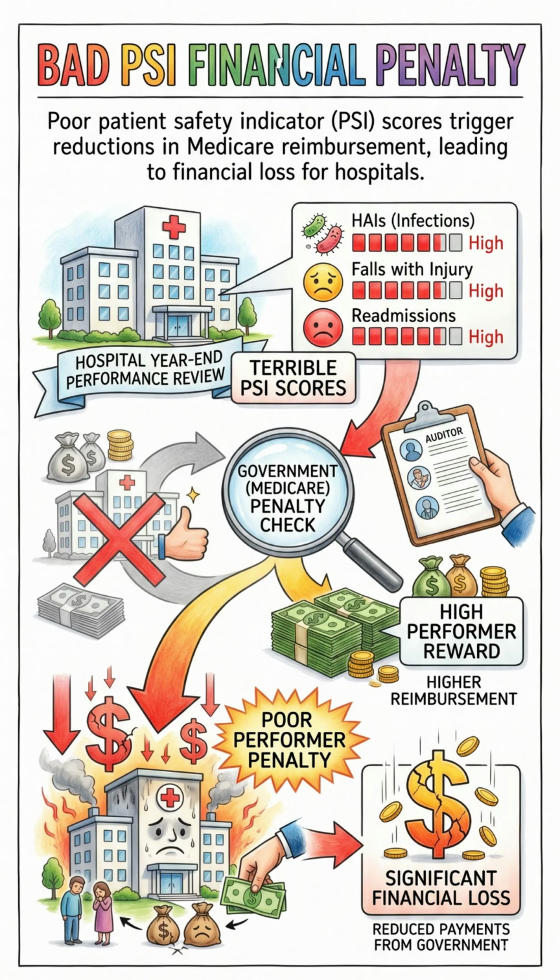84. What happens to a hospital financially if they have terrible patient safety indicator scores for the year? The government will reduce their Medicare reimbursement payments, causing the hospital to lose a lot of money. Quality and financial payments are tied directly together, so clinical documentation is extremely important for hospital survival.